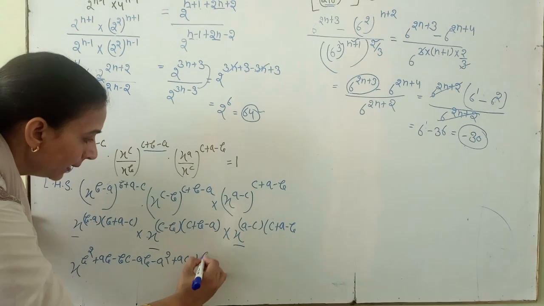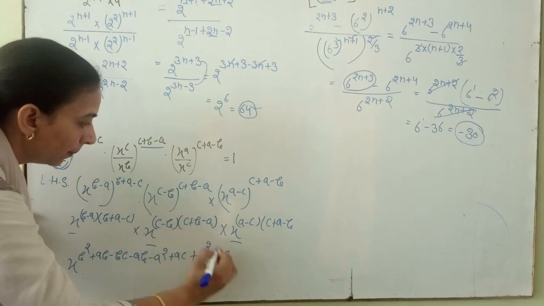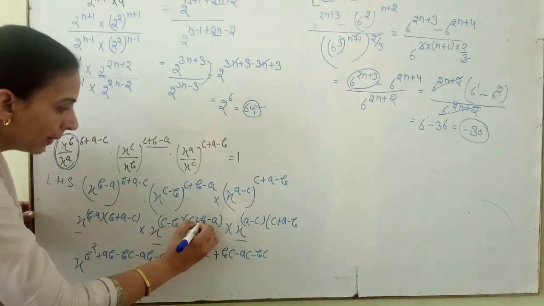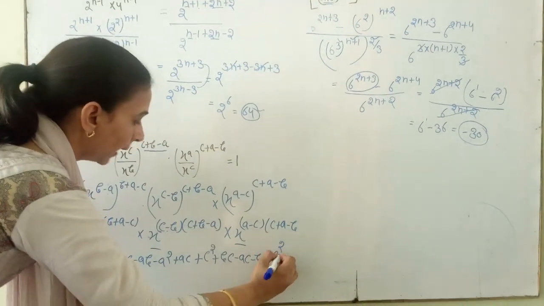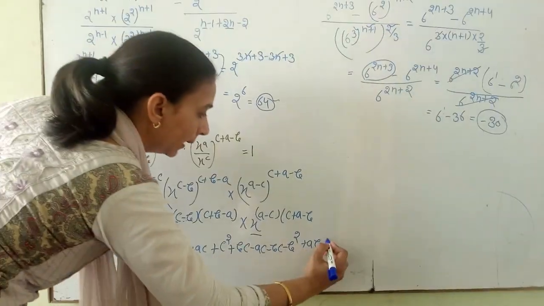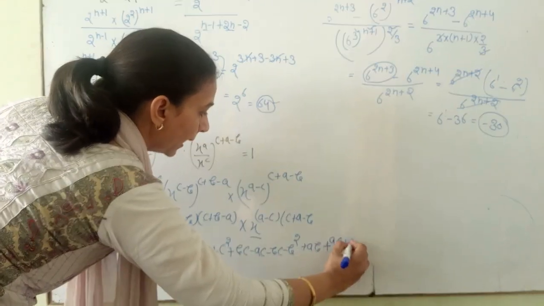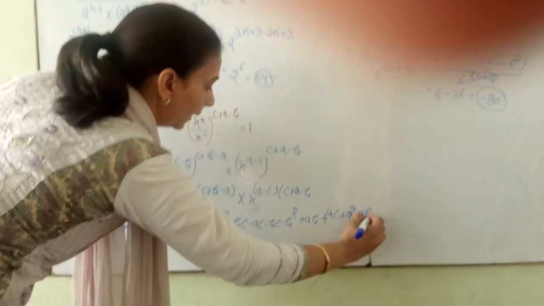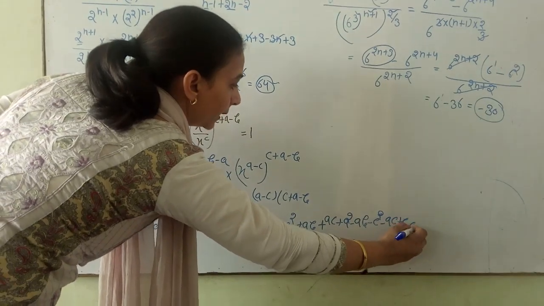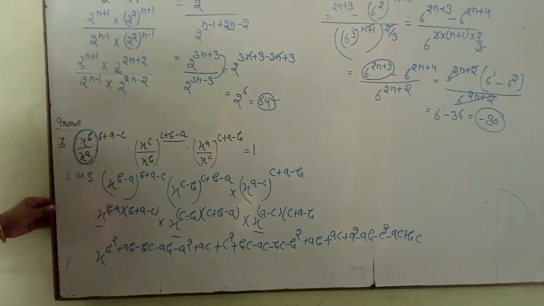C multiply c, c square, minus plus bc, again minus ac, again minus bc, again minus b square, and minus minus plus ab. Clear? And same third part plus a multiply c, ac, plus a square, minus ab, minus c square, minus ac, plus bc. And this is the complete power of x. Clear? This is the power of x.